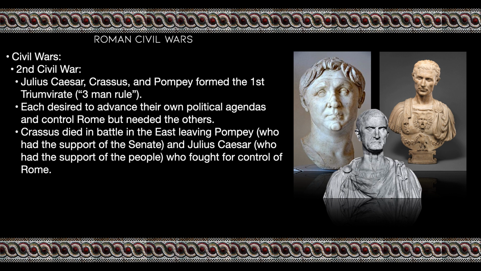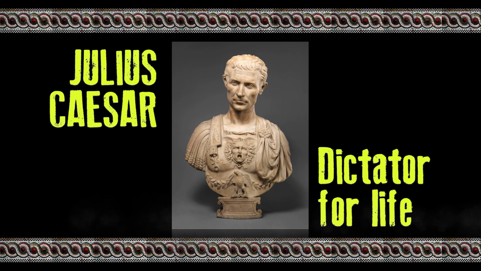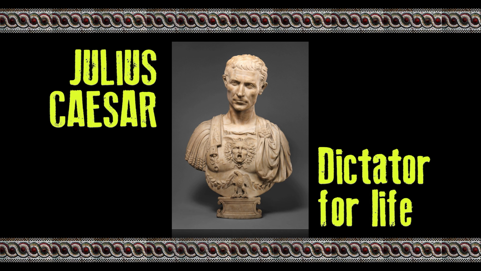Crassus will die tragically in battle, making a very dumb decision to attack someplace he shouldn't have. We'll study that later, maybe. This will leave Pompey, who had the support of the Senate, and Julius Caesar, who again is going to have the support of the people. And they will eventually fight for control, and Julius Caesar will be on top. And he will make himself dictator for life.